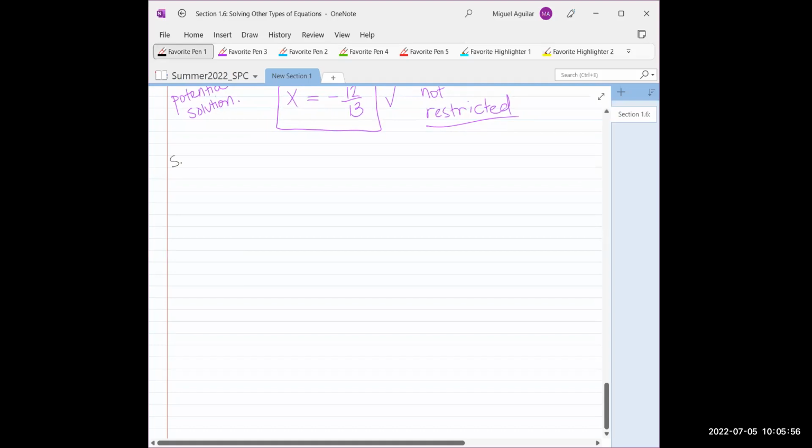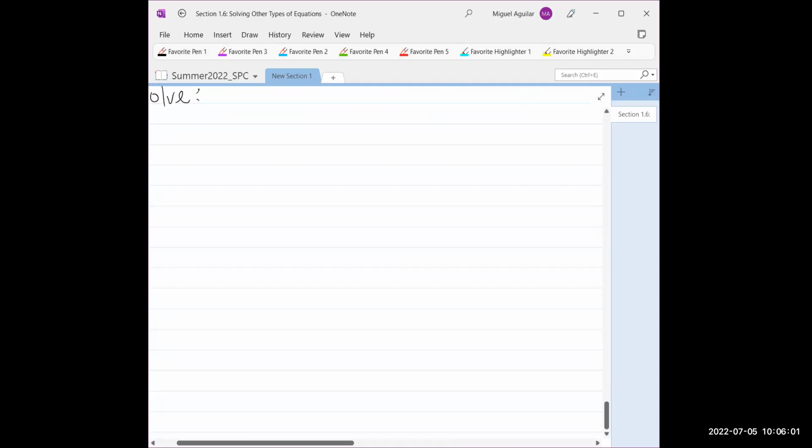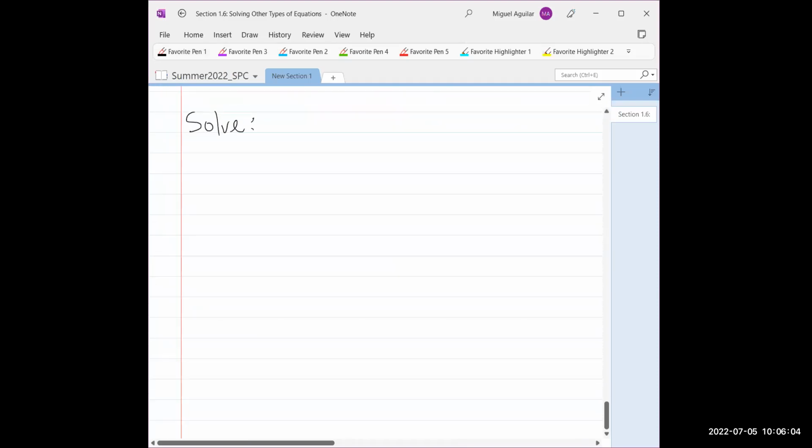So let's solve. Let me zoom in a little bit. Three over x minus 3 plus 7 over x plus 8 equals 5 over x squared plus 5x minus 24.